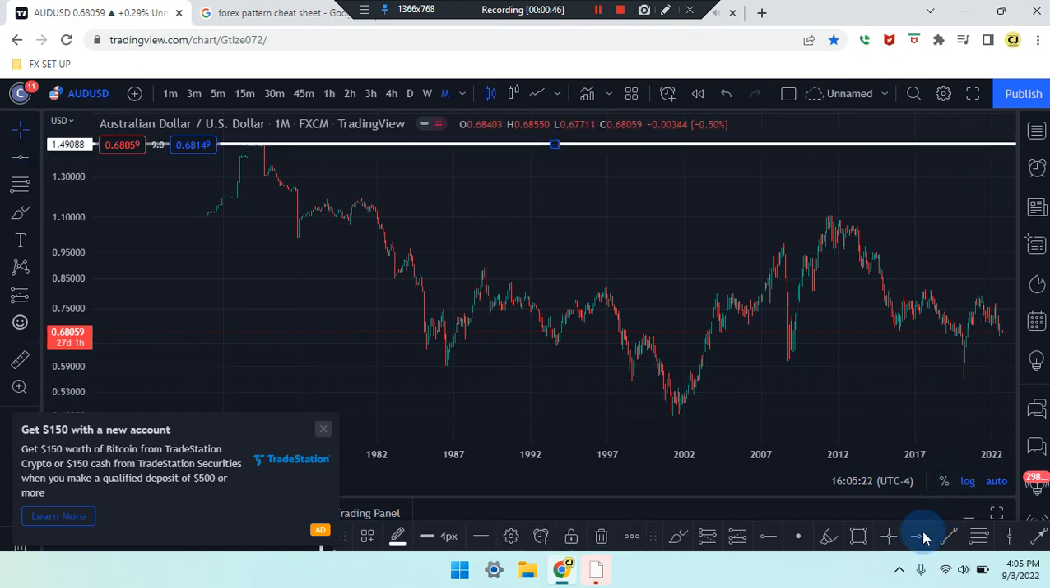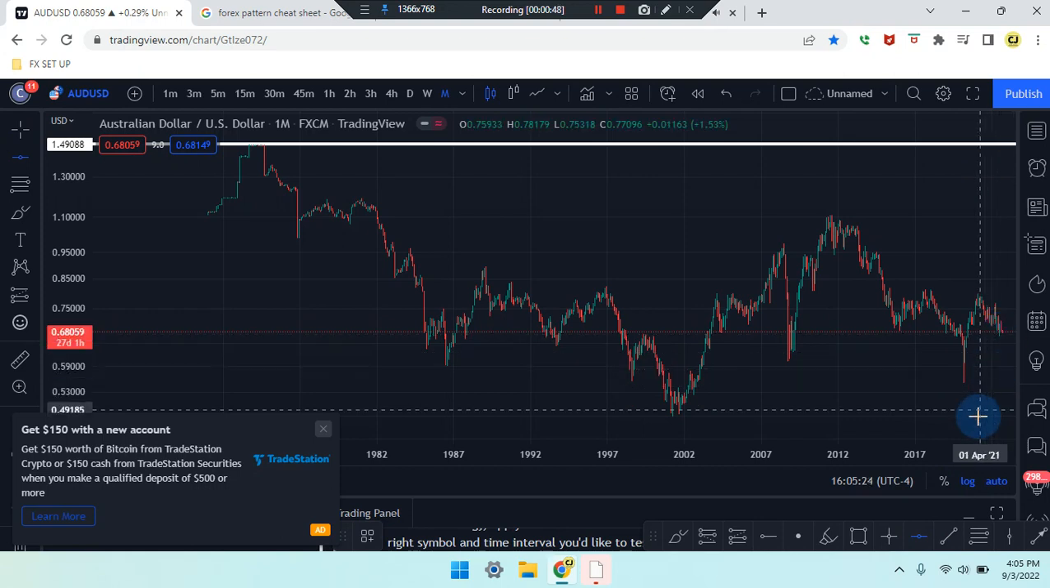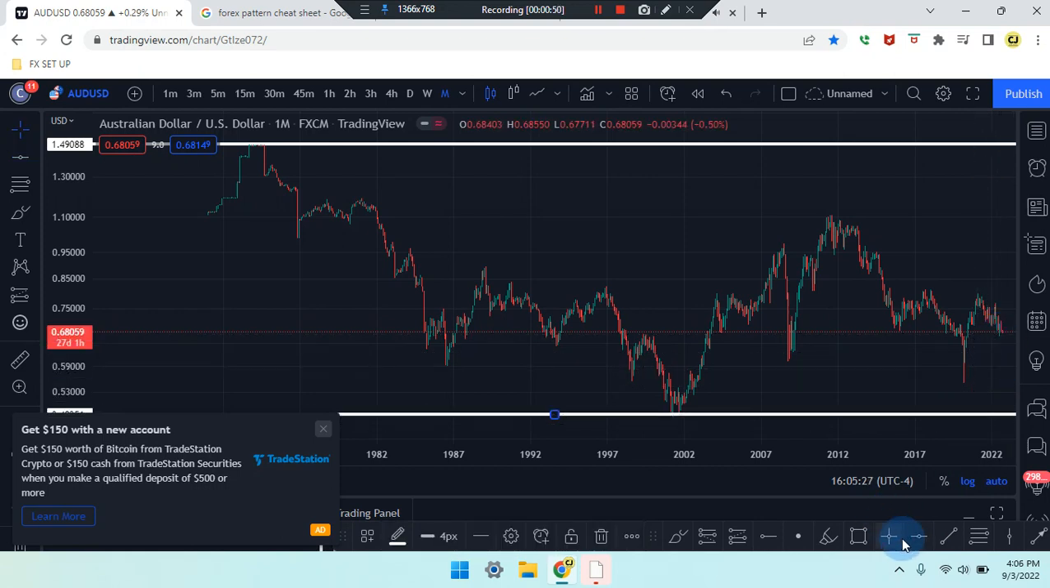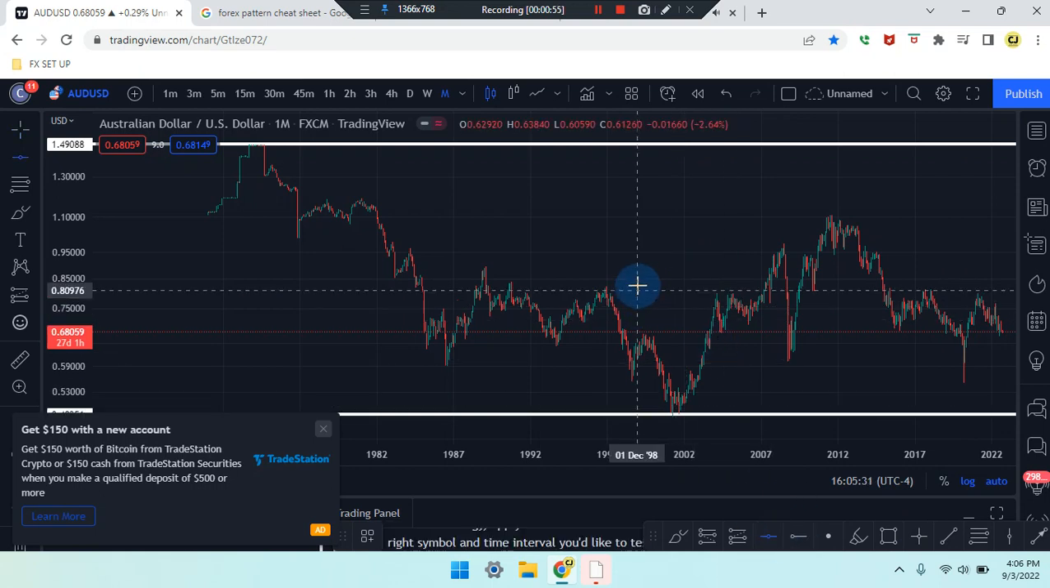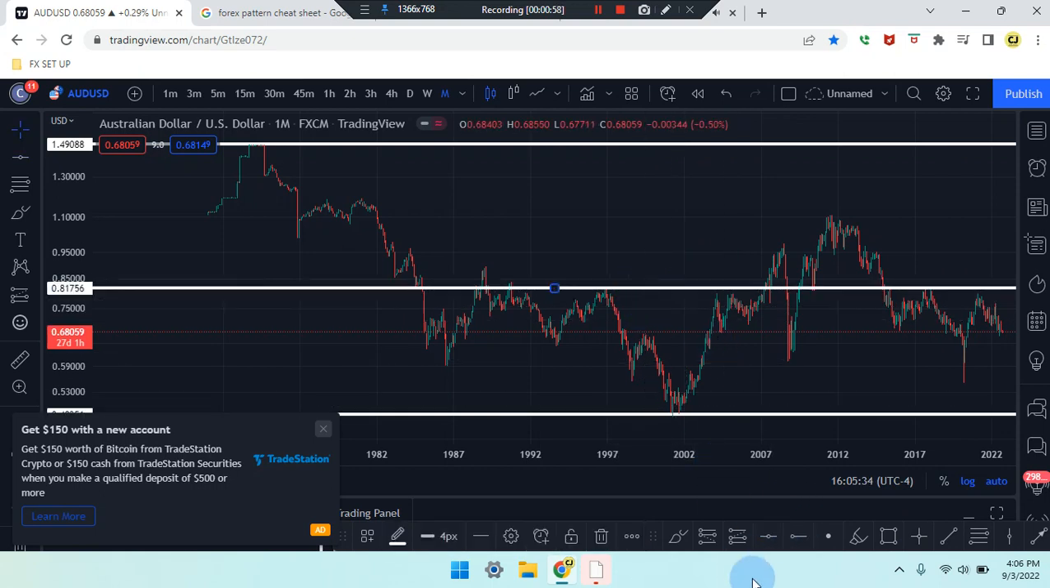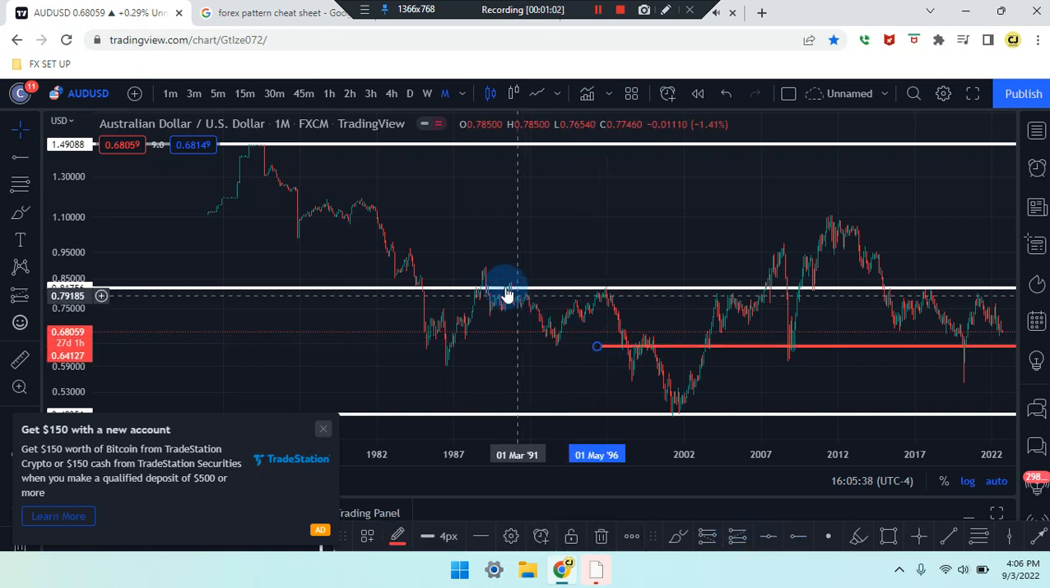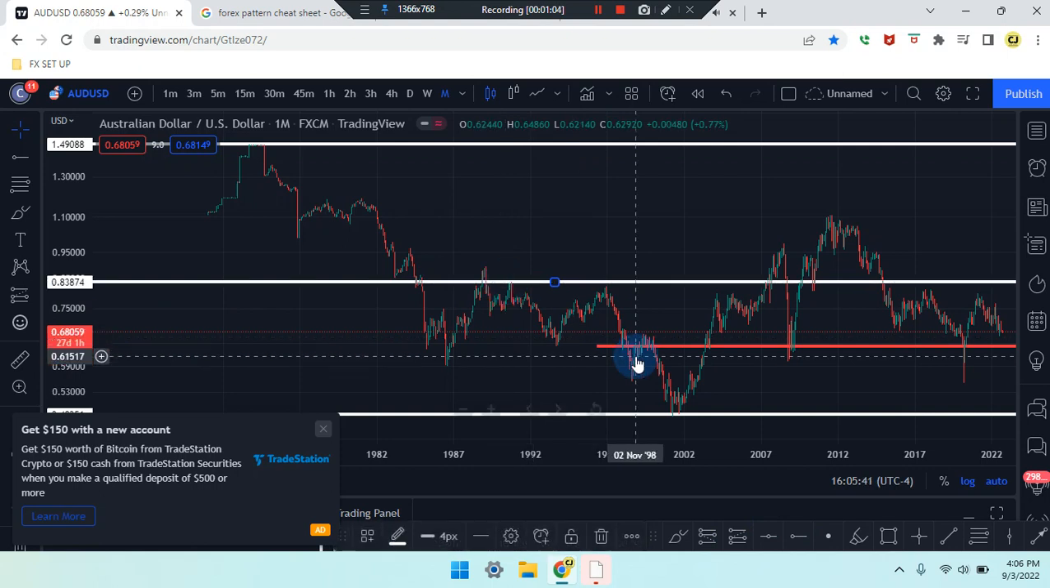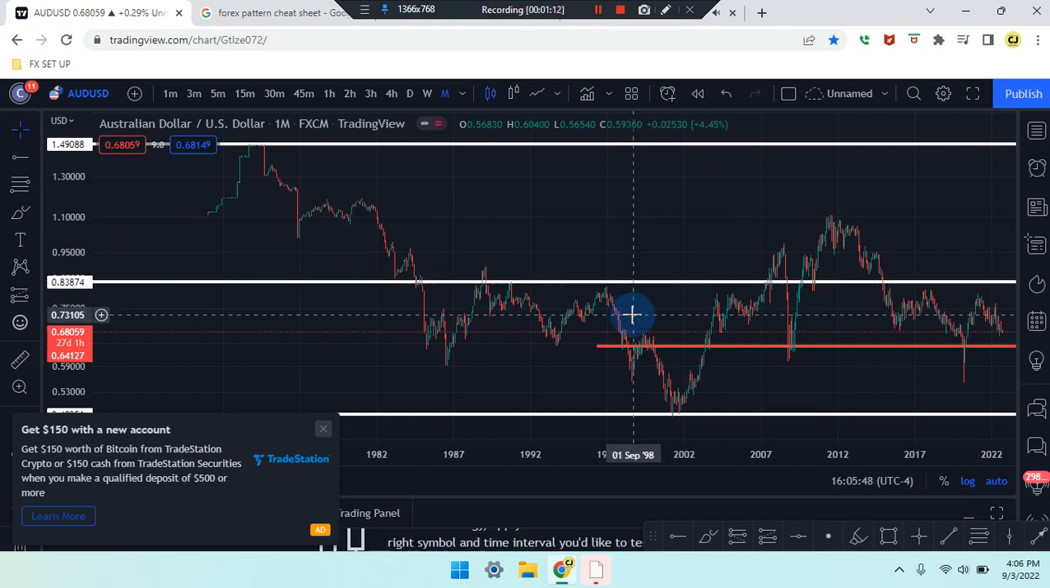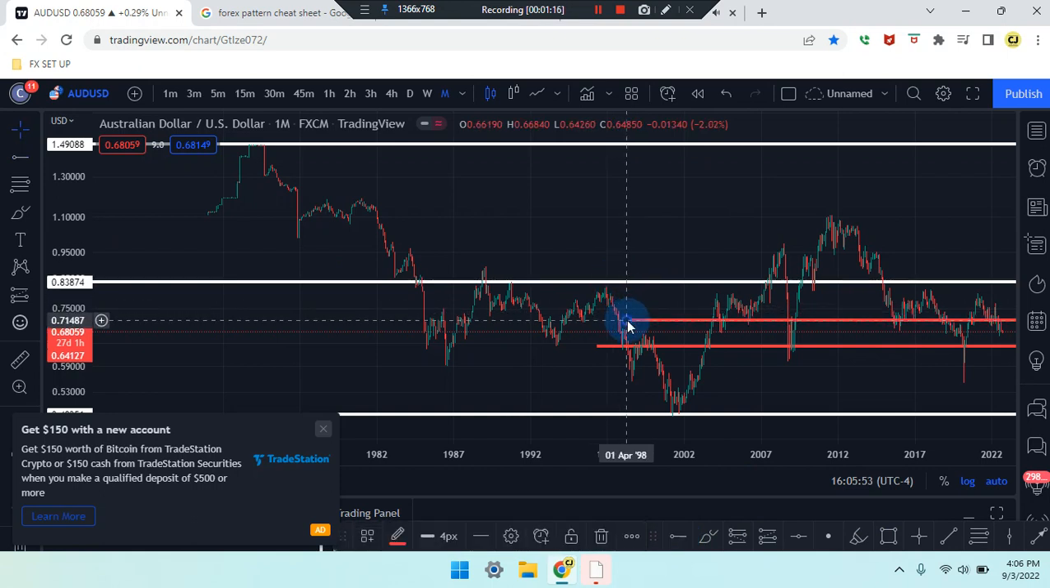Higher highs. Price action overall, lower lows. Followed up with a midpoint. Also adding second level lows. And also adding third level lows.